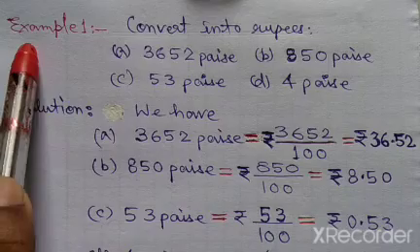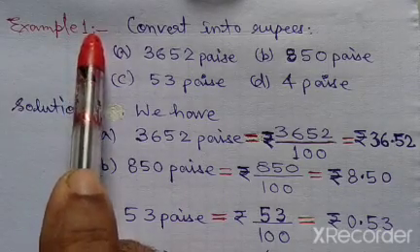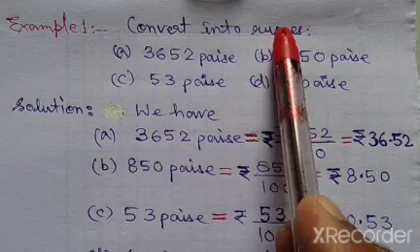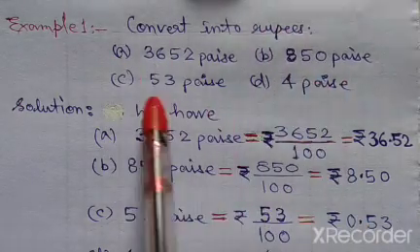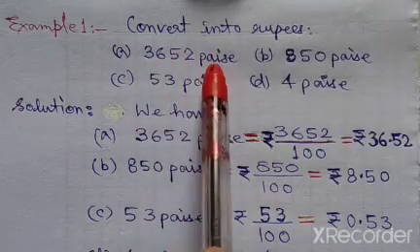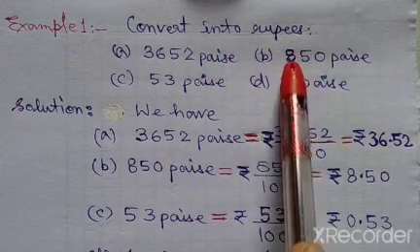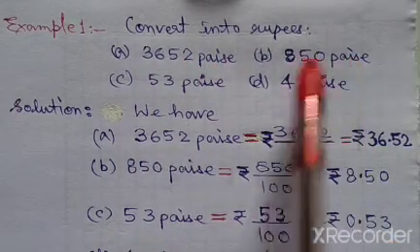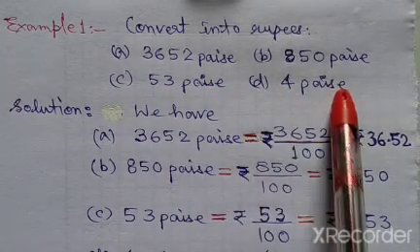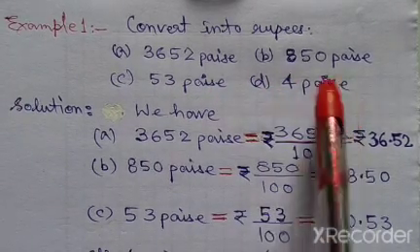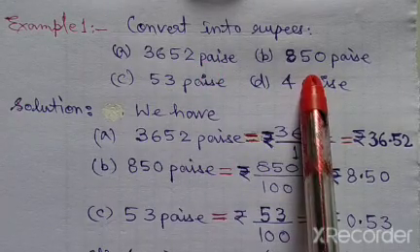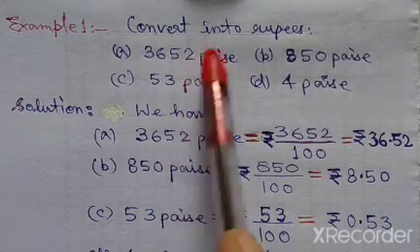Like children, example 1. Just see the question, convert into rupees. Now look, all the questions are given in paise. Just see the first question, 3652 paise, second one 850 paise, after that 53 paise, and the last question 4 paise. You have to convert all the paise into rupees.